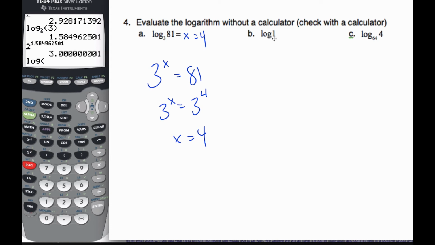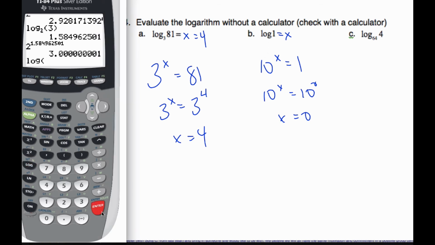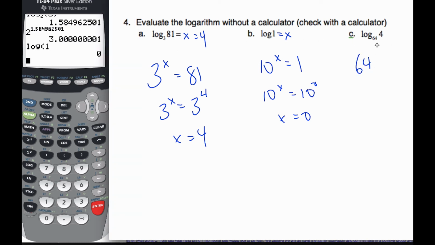Similarly here, I know this is base 10. I'm going to call this x. So 10 to the x is equal to 1. Well, I know that anything to the power of 0 is 1, and so x is equal to 0. I'm going to check this one out with my calculator. I have log of 1, and that equals 0. Super.